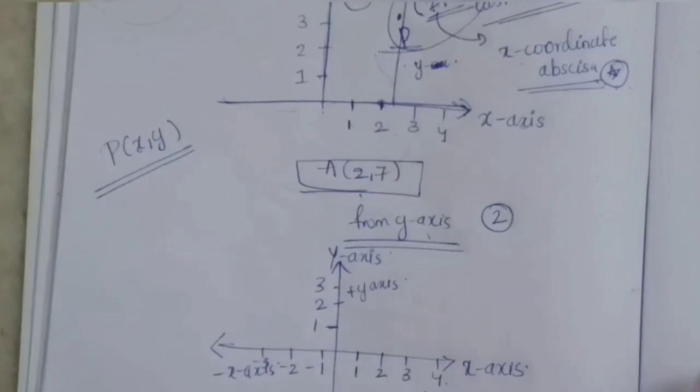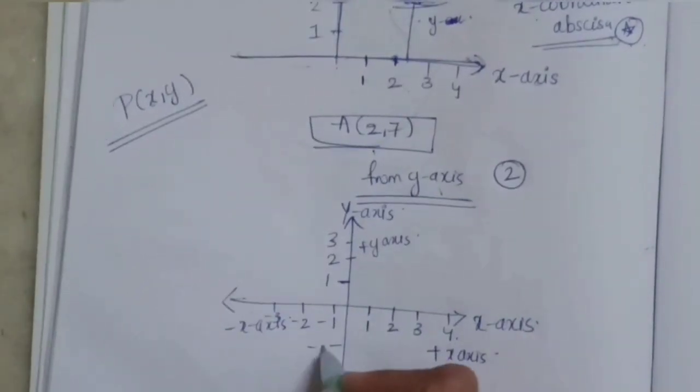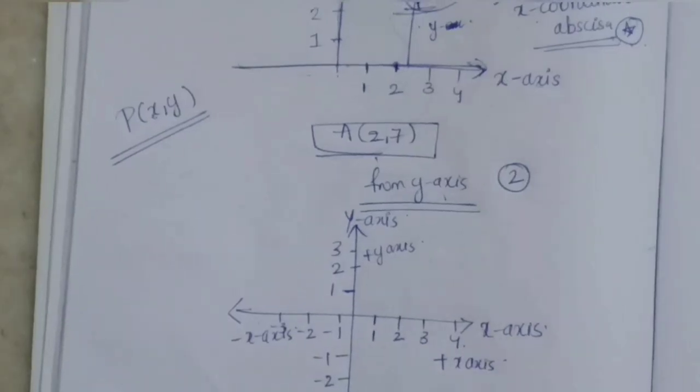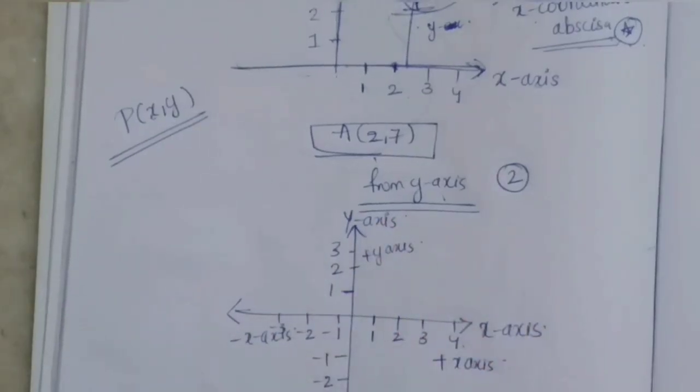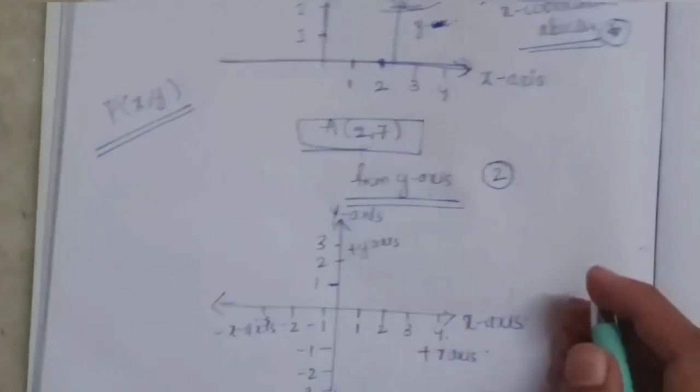On the negative x-axis, -1, -2, -3 and so on. On the negative y-axis, -1, -2, -3 and so on. So this is the concept. Now let us understand what kind of problems might arise from this concept.